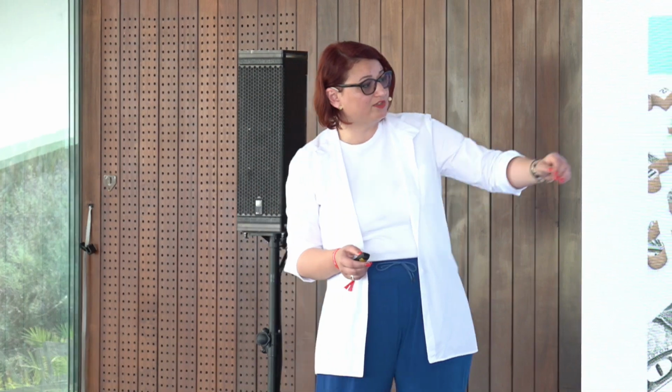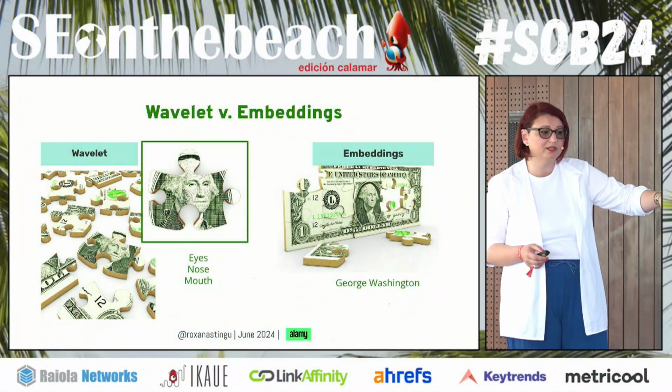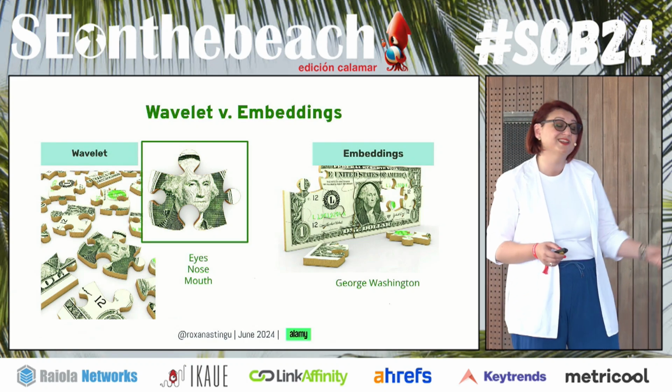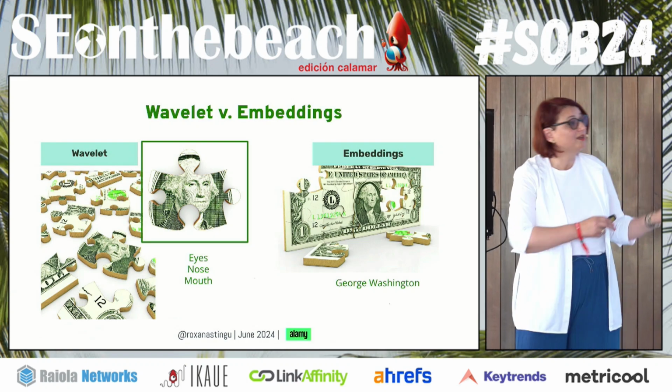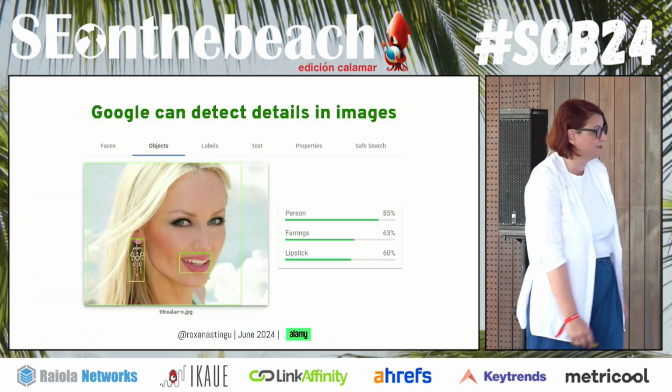With image embeddings, it's as if you have the piece in the completed puzzle, so you get the whole context around it. So you understand it's a person, but you also understand it's somebody's face on a $1 bill, and you have the knowledge to know that's George Washington in this case. So that's the difference between grandpa AI and very young AI, right?